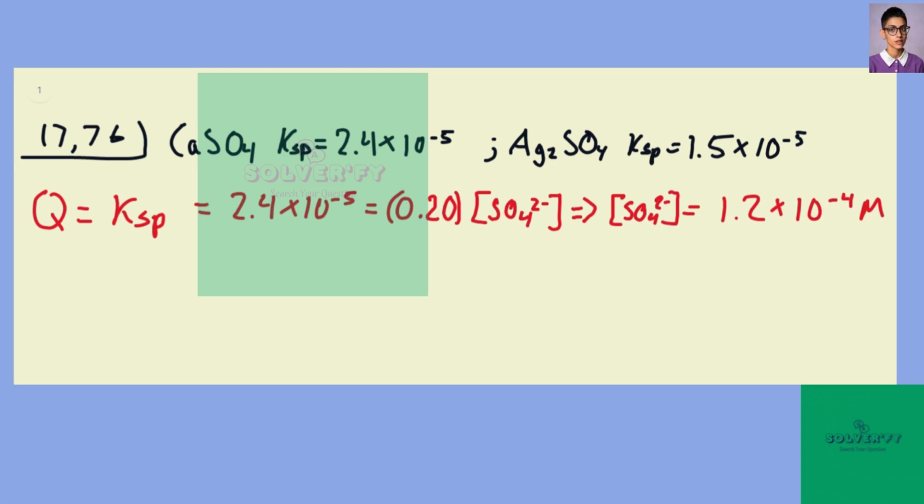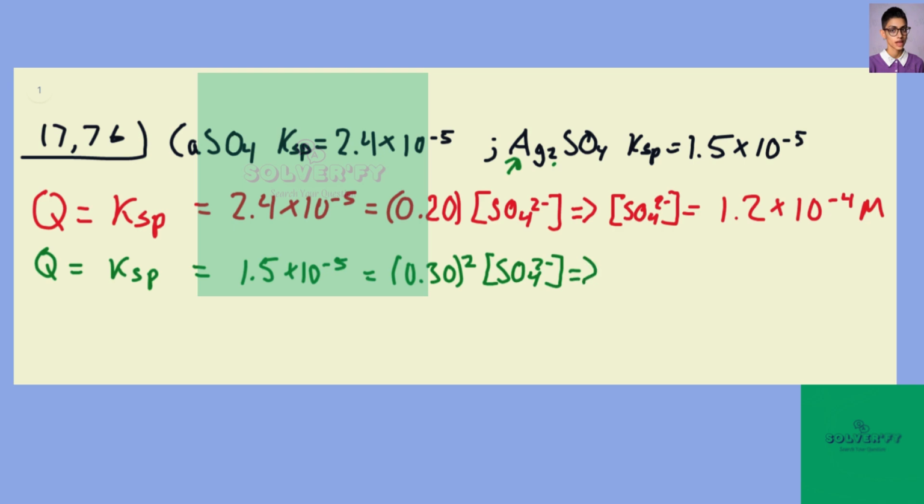We can do the same thing for silver. And the KSP for silver sulfate is 1.5 times 10 to the minus 5. And then the concentration of silver is 0.30, but we need to square it because of the ratio here. And then this will still be multiplied by the concentration of sulfate, which if we solve for, we get a value of 1.67 times 10 to the minus 4.